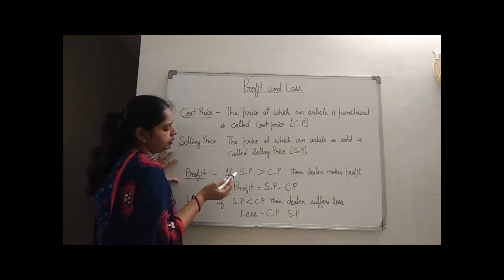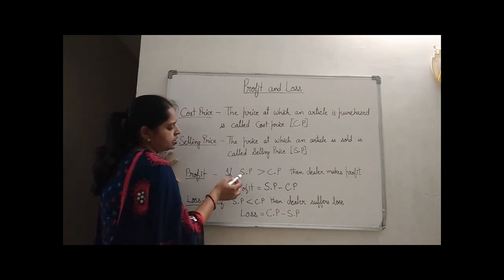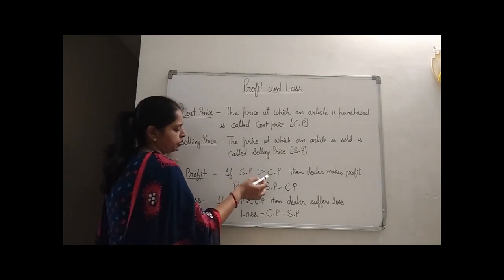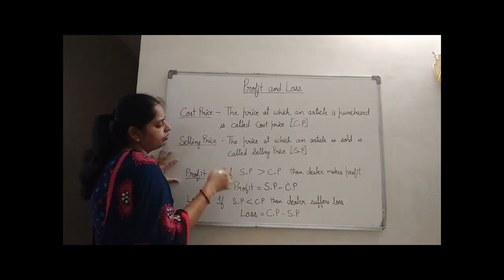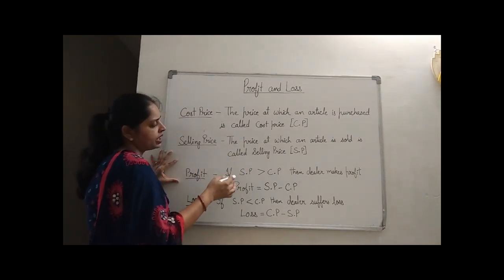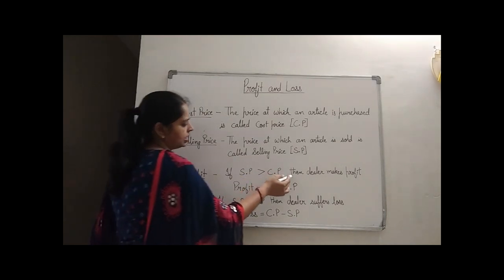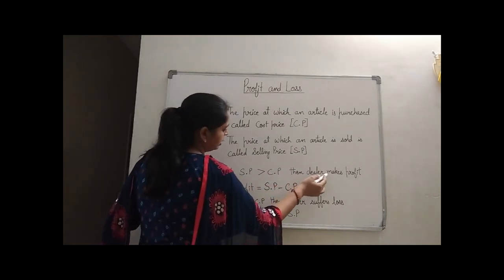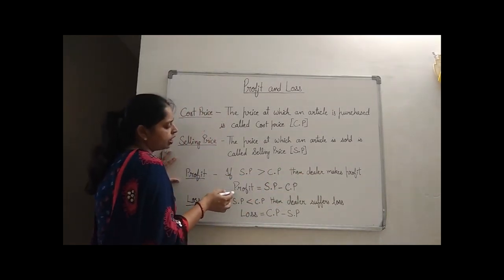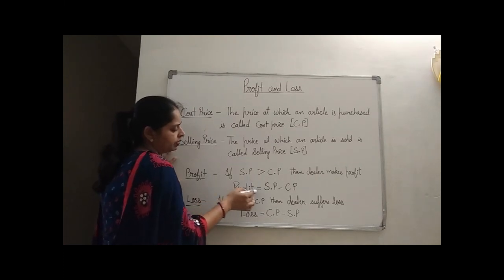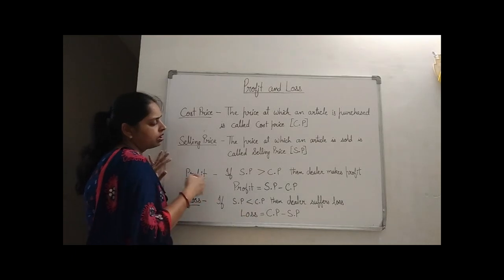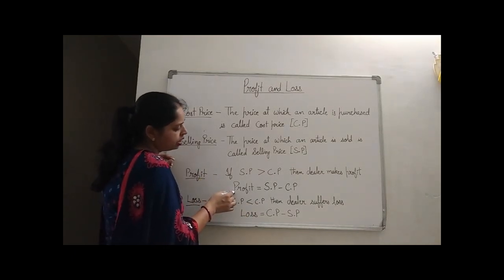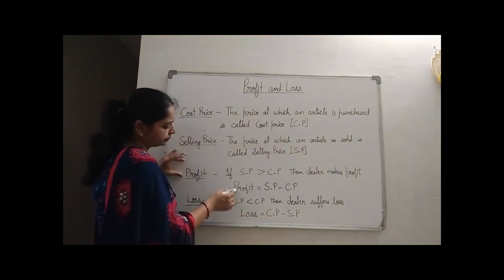When a shopkeeper is getting a profit, if selling price is greater than cost price, at whatever price he is purchasing the article, and then when he is selling it, if the selling price is more than the cost price, then he is getting a profit. That time the dealer is making the profit. And how much profit will there be? Profit will be equal to selling price minus cost price. Means the difference between the selling price and the cost price will be the profit for the shopkeeper.